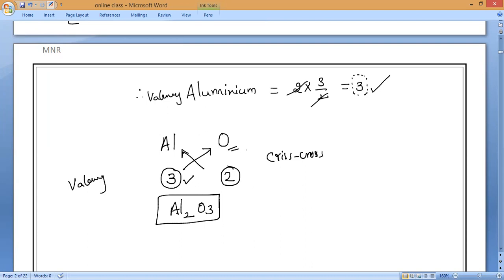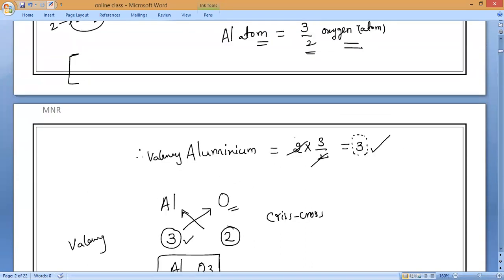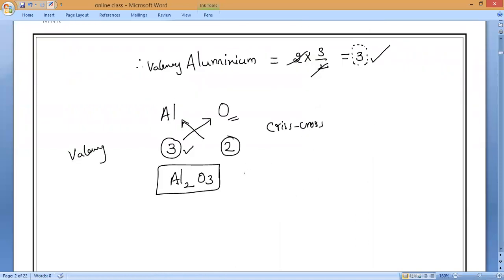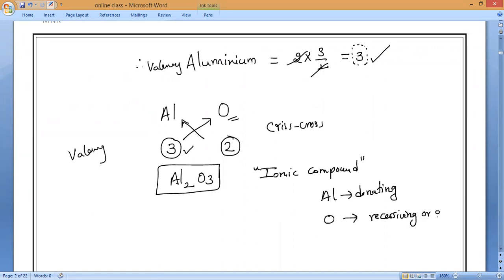Next, now you tell me, it is donating and losing the electrons. So is aluminum oxide an ionic compound or a covalent compound? It is an ionic compound. Please all of you remember. Why is it an ionic compound? Because aluminum is donating electrons, and oxygen is receiving or gaining the electrons. Is it okay, everybody? Please respond.